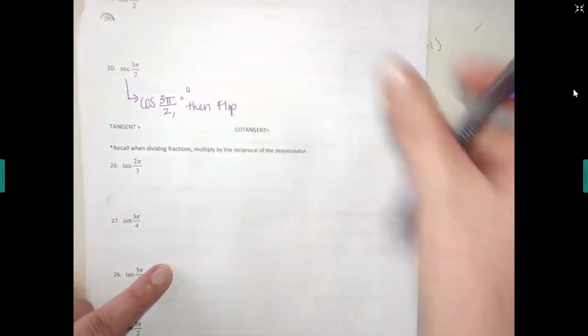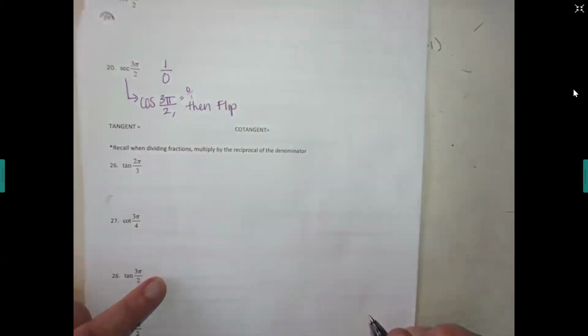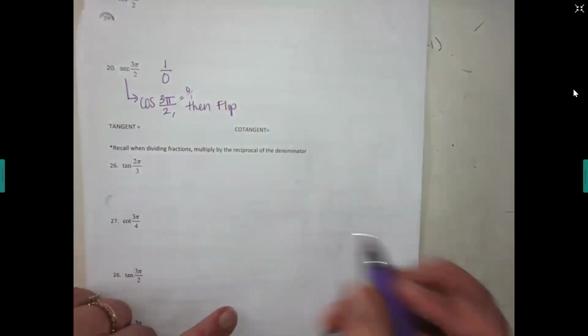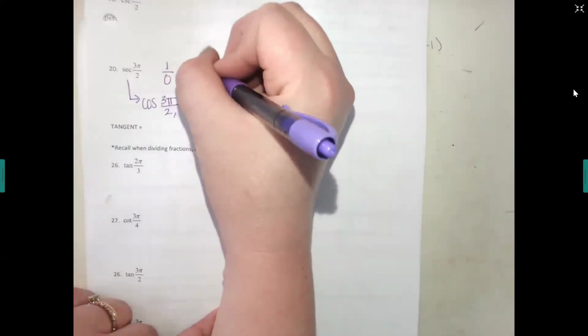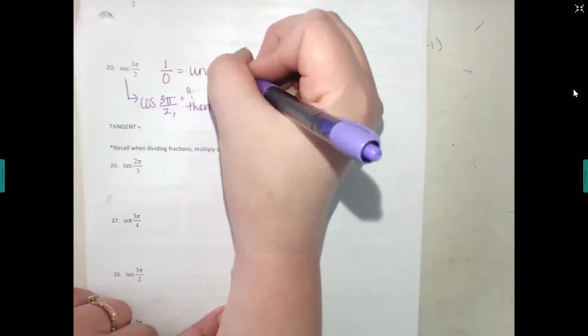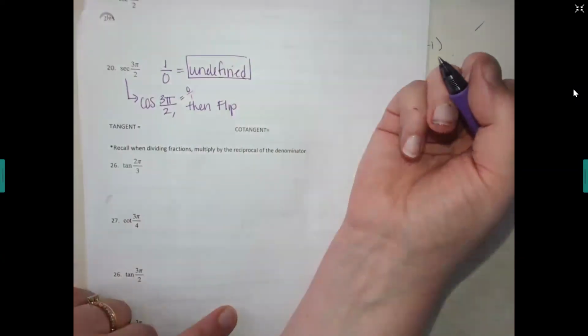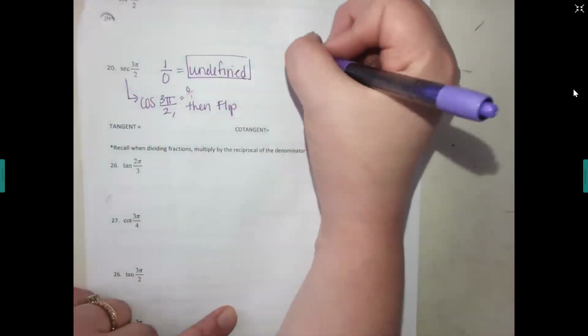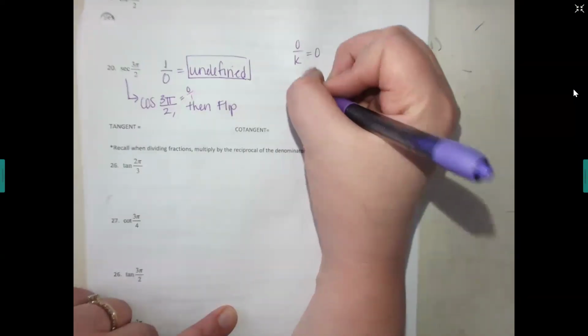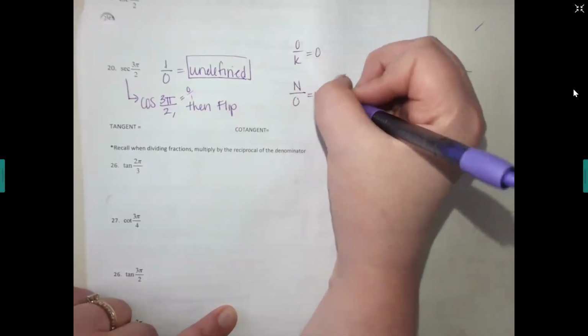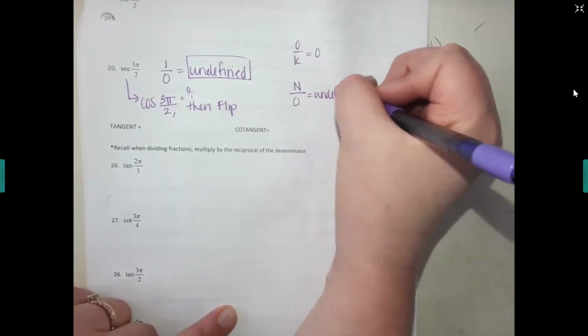Now, if it's 0, I can't flip that by itself. So I would take my 0 and I would say, okay, well, let me put it over 1 so that I have something to flip it with. And then when I flip 0 over 1, now it's going to be 1 over 0. And do we remember what to put for 1 over 0? Undefined. Very good. Okay, so remember, you are not allowed to divide by 0. It's okay to have a 0 on top, but no, you can't have it on the bottom. You would put undefined for that. Okay.